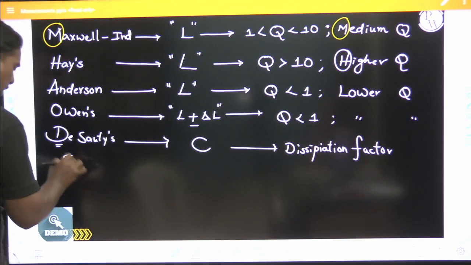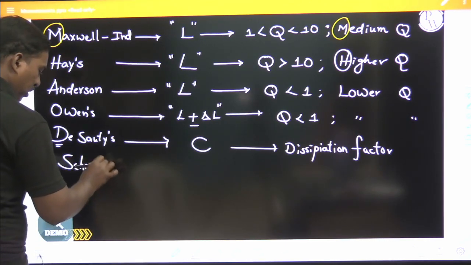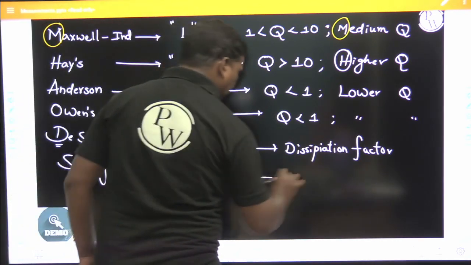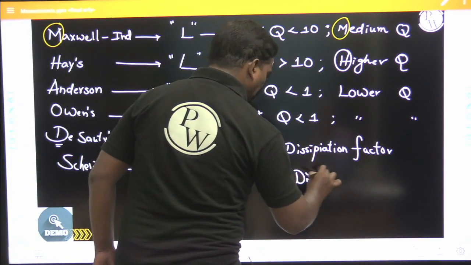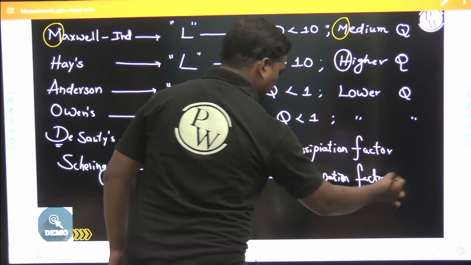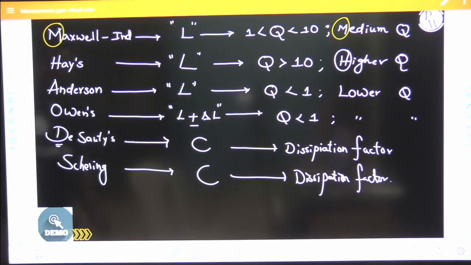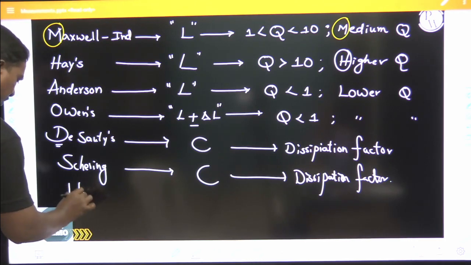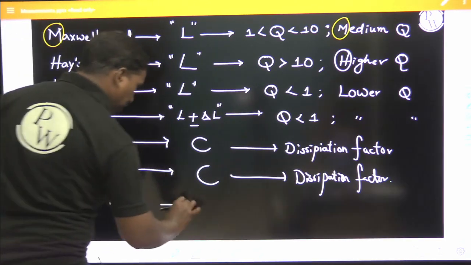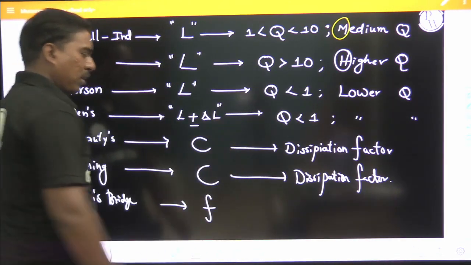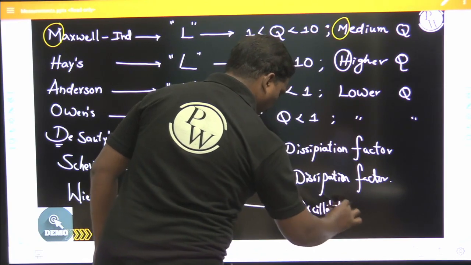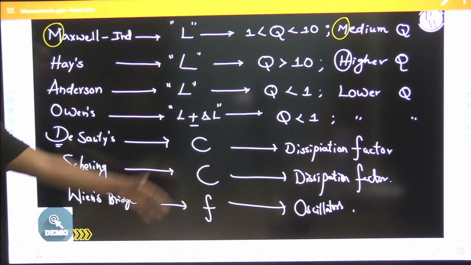Next comes the Schering bridge. Schering bridge is also for capacitance. So, it is also suitable for dissipation factor. And next comes the Wien's bridge. Wien's bridge is suitable for frequency measurement. It is basically used in oscillators. Got it? So, this is the blueprint.